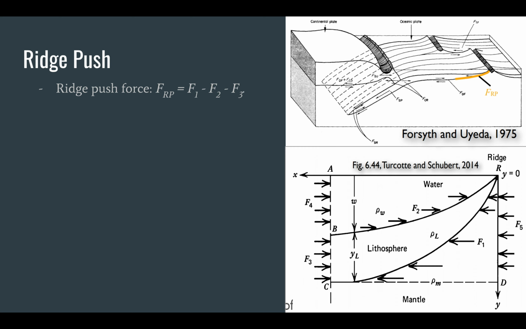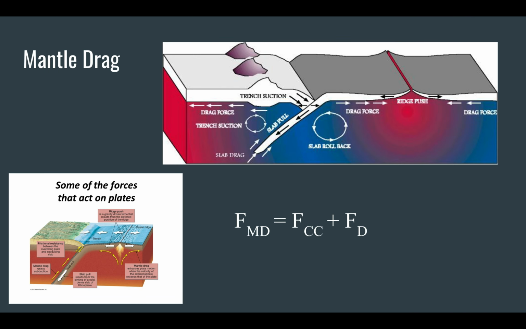After calculating using typical values, the ridge push force is found to be about 4 times 10 to the 12th newtons per meter. Mantle drag stems from convective movement in the mantle that affects the uppermost lithosphere through lateral movements within the asthenosphere. The end result is a viscous drag on the bottom of the lithosphere.